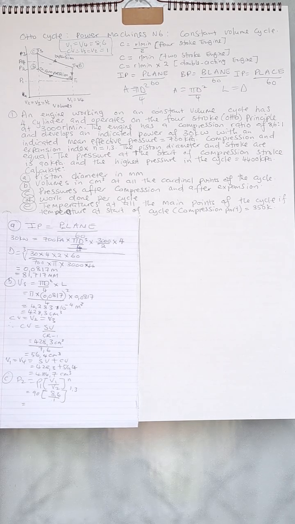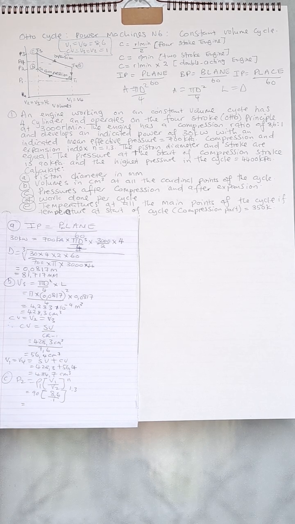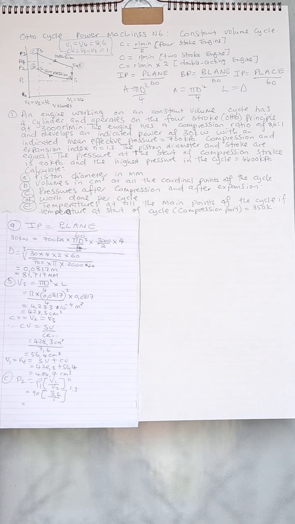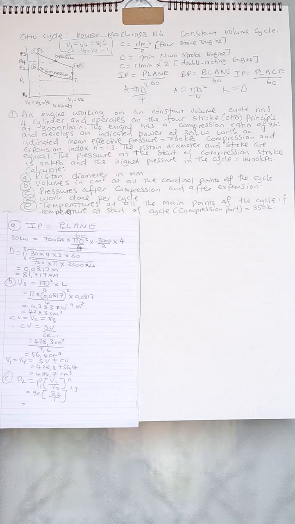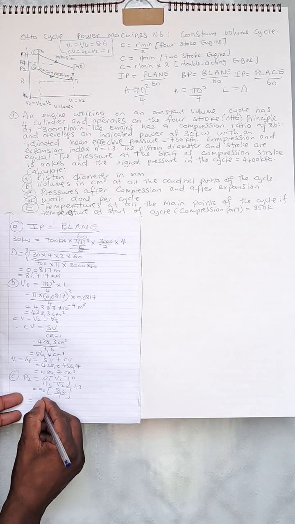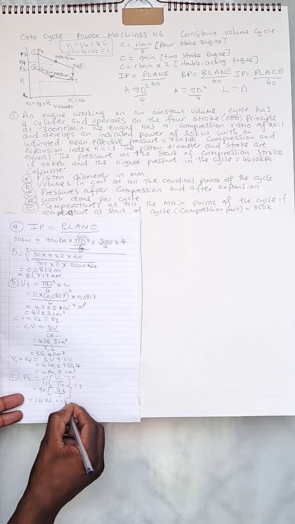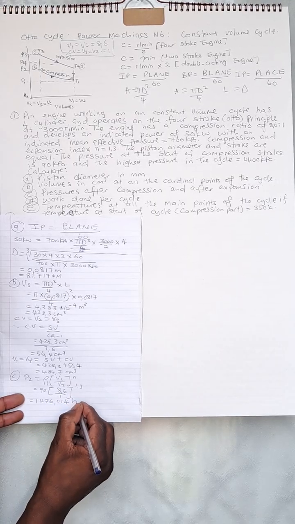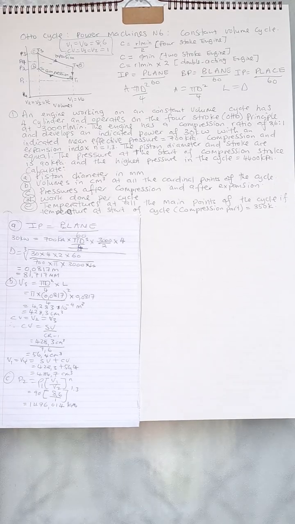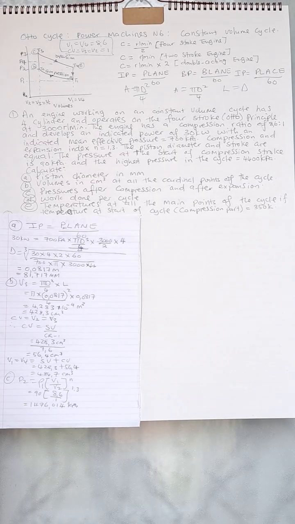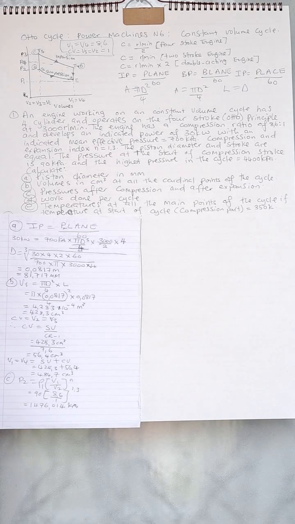90 times 8.6 to the exponent of 1.3. I'm getting 1476.014 kilopascal. So that becomes our P2. Let's go to P4.